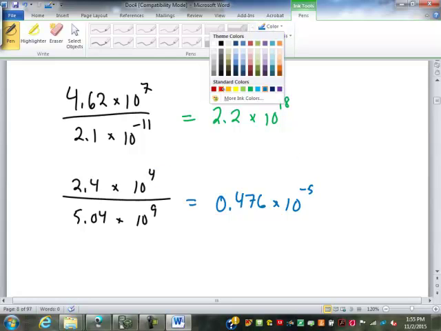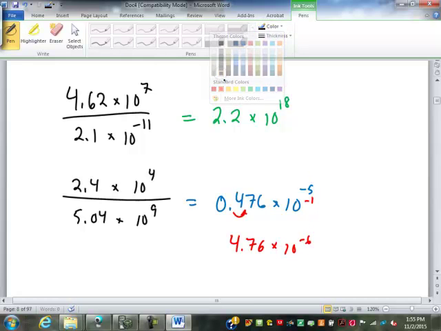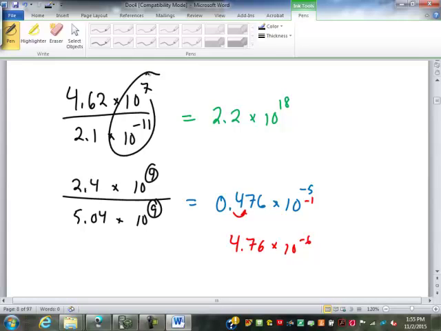But just like with our subtraction, we have to move that over. This becomes 4.76. Now the number got bigger, so the power gets smaller. Negative 5 minus 1 is negative 6. Because 4 minus 9 makes the negative 5. Up here, 7 minus negative 11 becomes 7 plus a positive 11, which is 18. Those negatives are kind of a pain, I know.